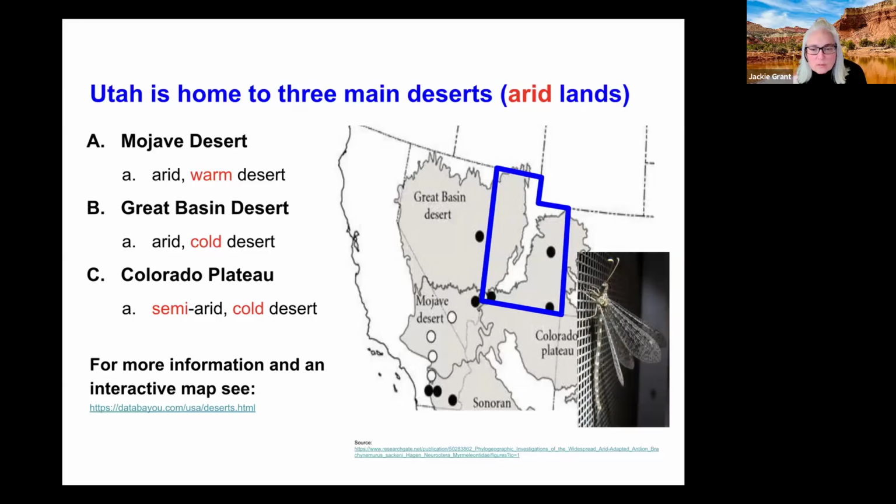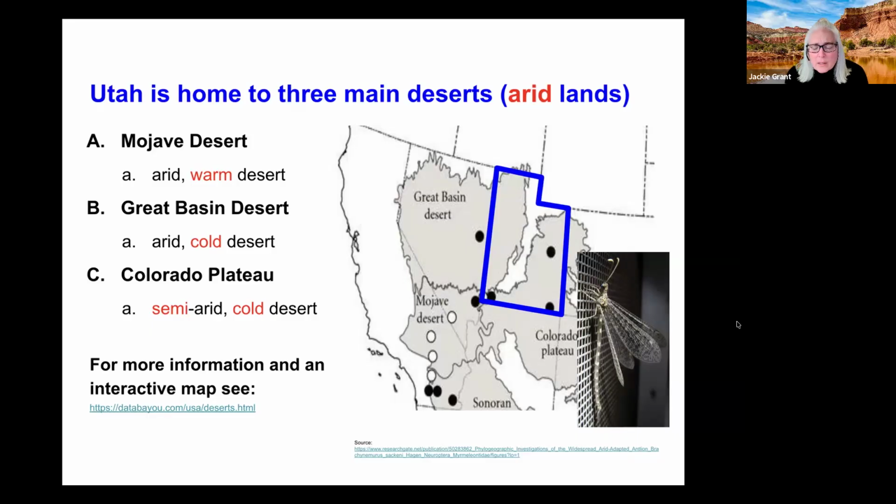Then we have the Great Basin Desert, which is on the western side of the state and mostly over into Nevada. And that is an arid, cold desert. So it snows in that desert. The Colorado Plateau, which is on the eastern side of Utah, is sometimes considered to be part of the Great Basin Desert, but it's really a very different place because the Colorado Plateau has mechanisms for the water to flow out of the Colorado Plateau and into the Colorado River. Colorado Plateau is also a semi-arid and cold desert. So it only gets about 12 inches of rain per year, but that's kind of wet for a desert. The arid deserts, the Mojave and the Great Basin, they usually get 10 inches or less.